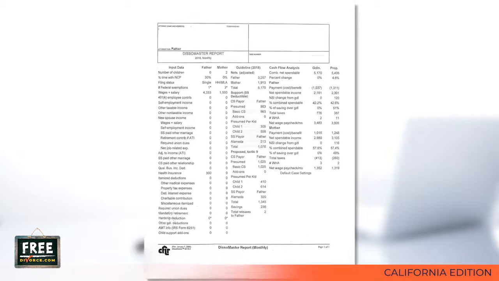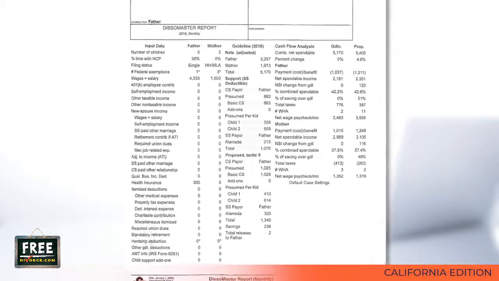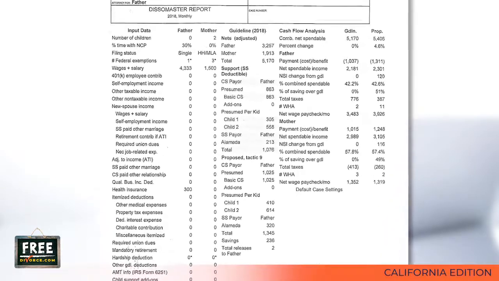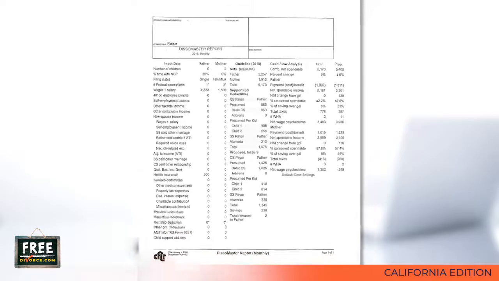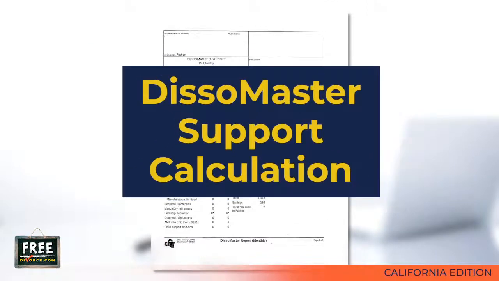We will be referring to this page throughout this video. We will show you what the Dissomaster program bonus chart looks like in the next video. Again, you can find both of these pages in our court forms database. The two pages are in one PDF file entitled Dissomaster Support Calculation.